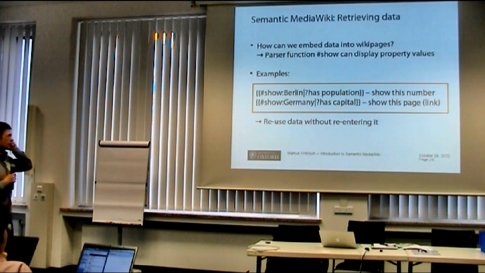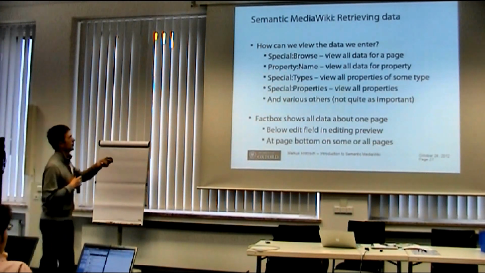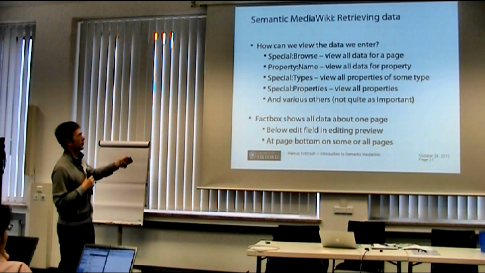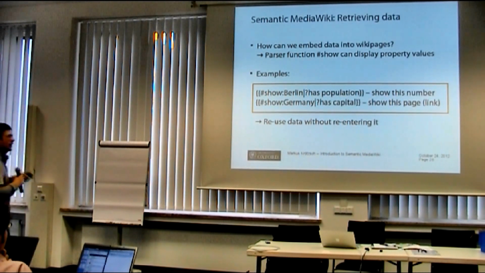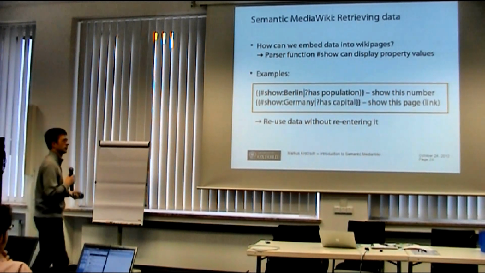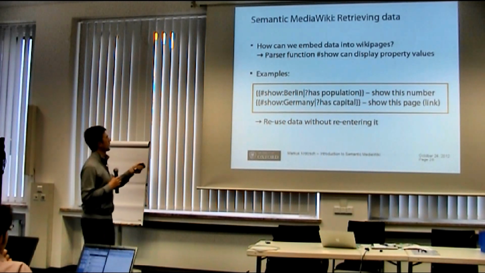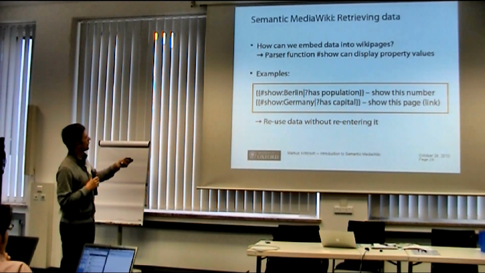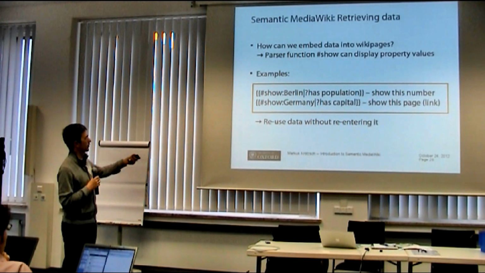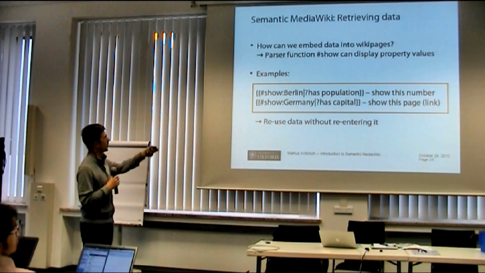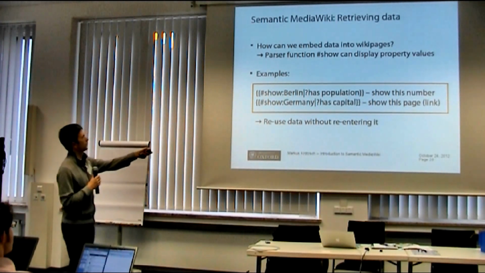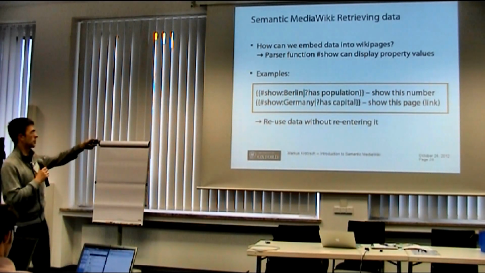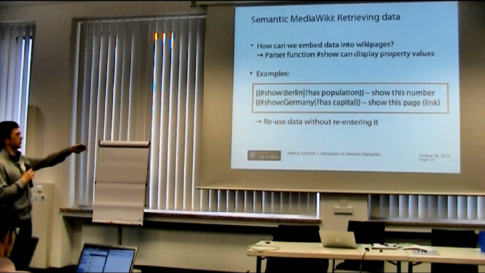Okay, there's another way to access data. So this is how you can browse it on the wiki. You can go to various pages to see what data is there. And then there's also a way to embed data that you already entered back into other pages, or into the same pages if you like, using a parser function which is called show. So for example, if you want to show the population of Berlin, you just enter show Berlin question mark has population. The question mark, we'll come to that later on, is our syntax for property printout, so it's used in other contexts, that's why we have it here.